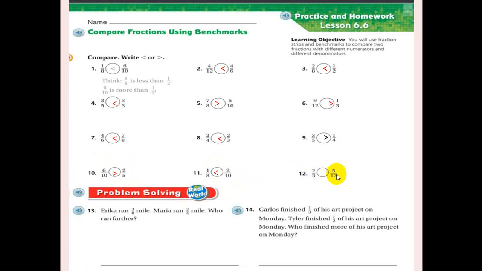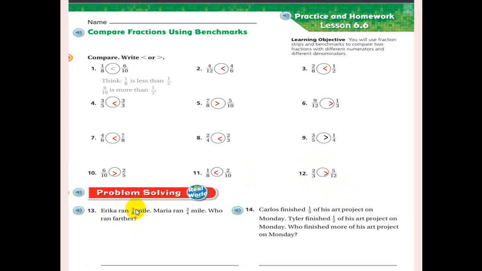2/3 or 5 over 12. To check your answer, make the butterfly or scissor way. 12 times 2, 24, and 3 times 5, 15. 2/3 is more.